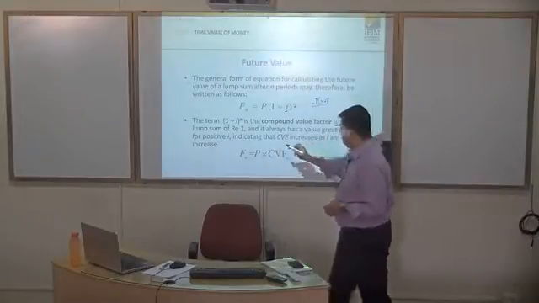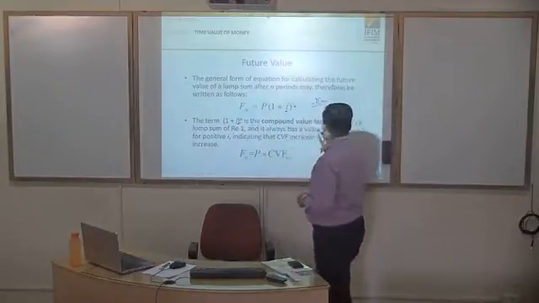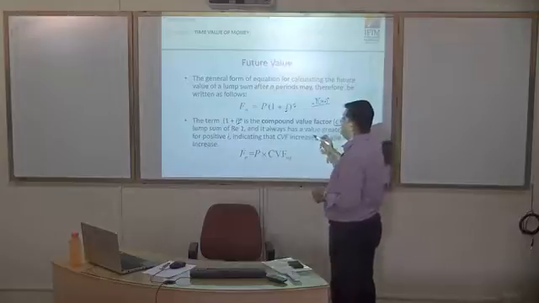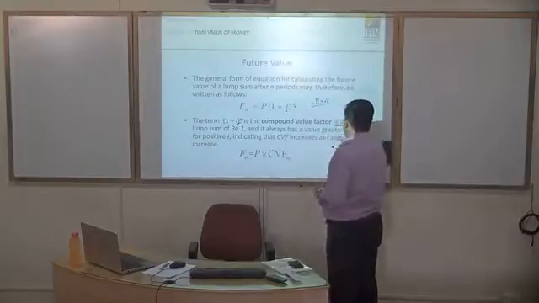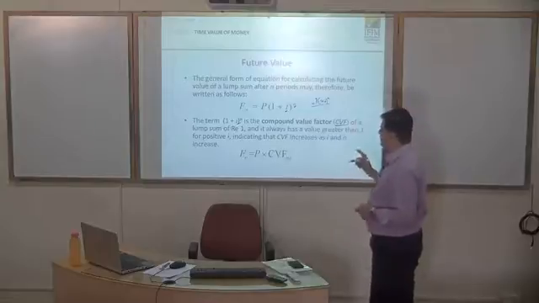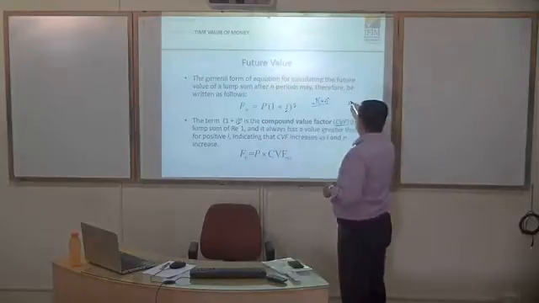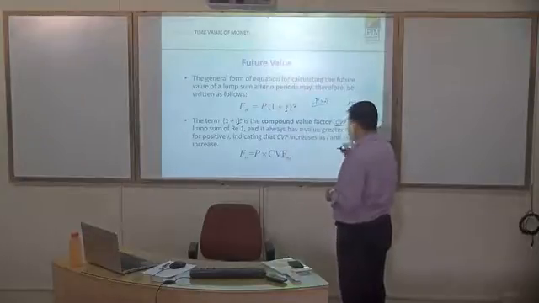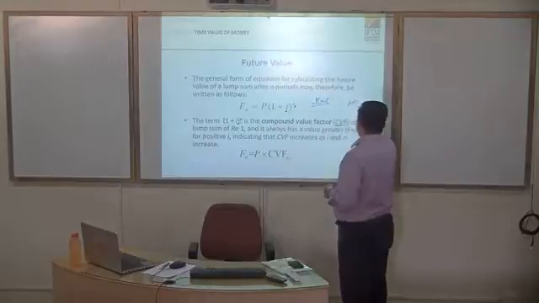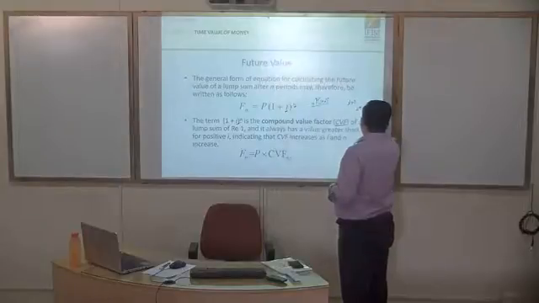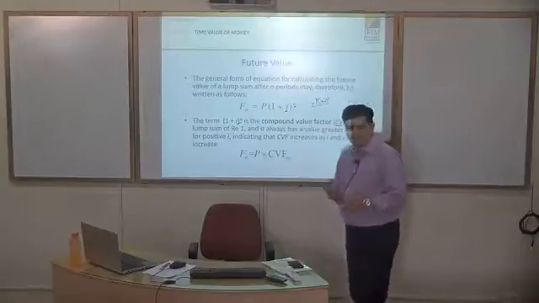The term (1 plus i) to the power of n is the compound value factor of a lump sum of rupee 1, and it always has a value greater than 1 for positive i. Whenever the interest rate is positive, CVF increases as i and n increase. The moment i increases and n increases, CVF also increases. Logic?